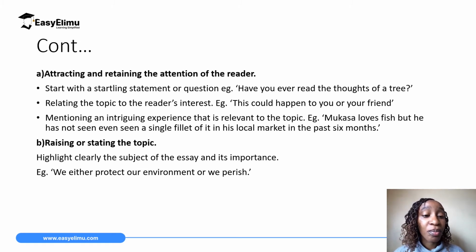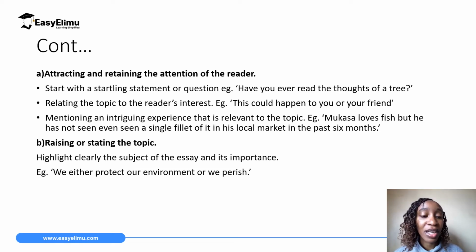Number two, relating the topic to the reader's interest. This is another way of attracting and retaining your reader's attention. For example, if you say this could happen to you or your friend, maybe this is something that has even happened to you as a reader. So you find it relatable.